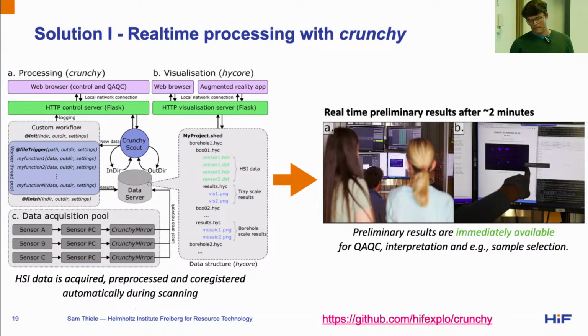puts it in a standardized output format, and because that output format is standardized, we can actually serve that through a web server so that you can be standing with a tablet in the core shed, and within 1 to 2 minutes of core being scanned, you can see the results starting to come out. Just as a side note, I call this real time because it takes 2 minutes or so to process a scan, and it takes about 4 minutes to actually acquire that scan. So we're able to process faster than we can acquire.